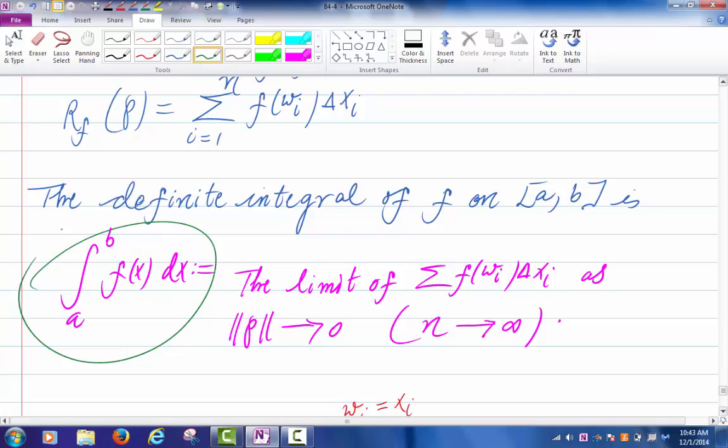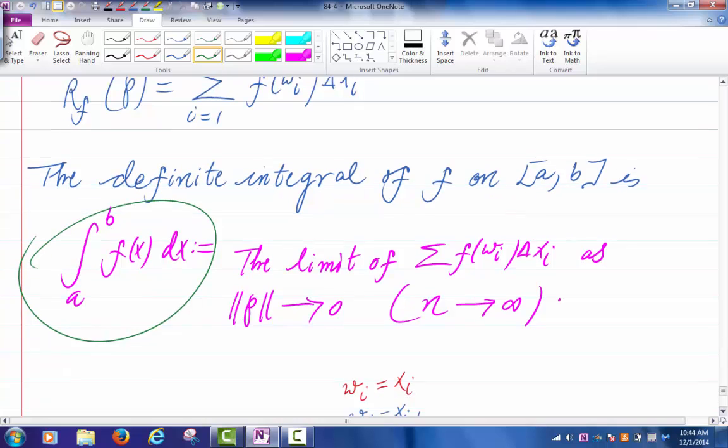So the definite integral, once again: if you pick partitions with more and more points, the Riemann sums may converge to a number. And if it does, then we call that the definite integral of the function on that interval. The Riemann sums may not converge to a number. In that case, we say that the definite integral does not exist. The definite integral is not defined. Am I making sense?